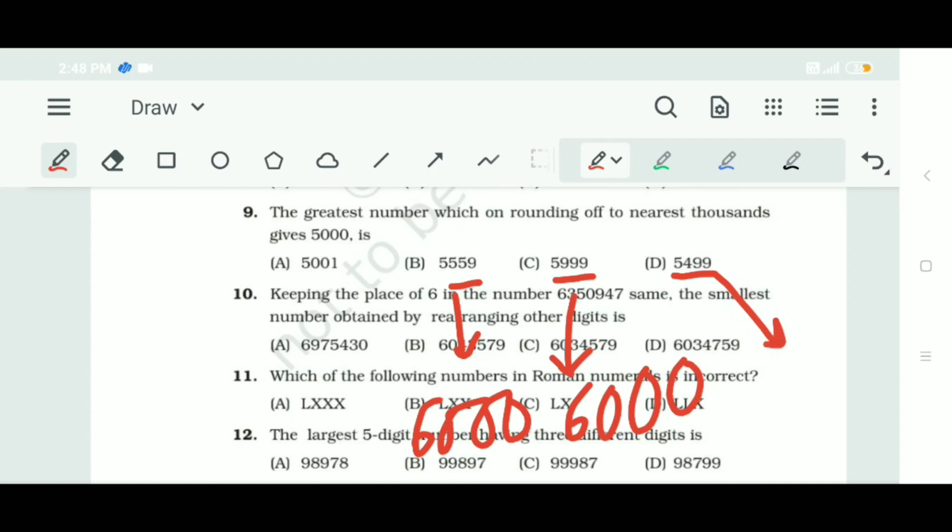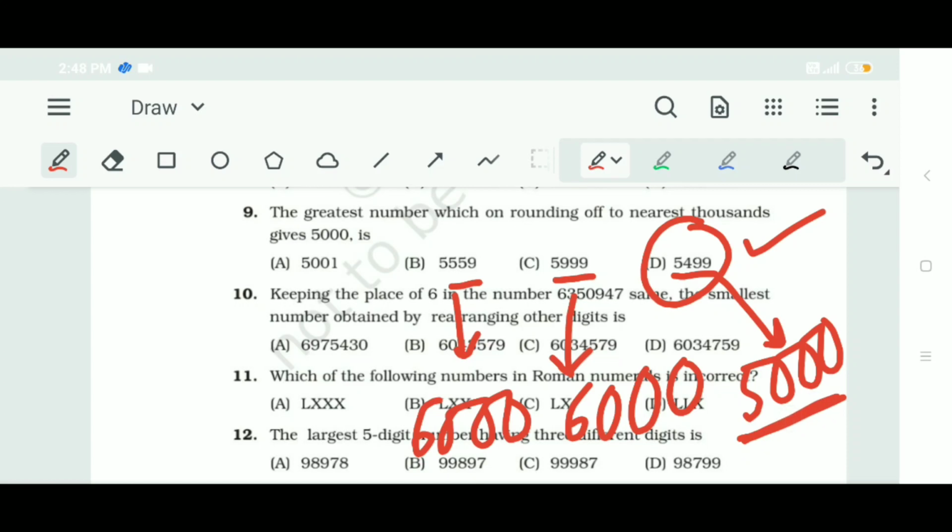Now it is 5499. Okay, so if you round it off, it will become 5000 only, because the last 3 digits are 499, which is less than 500. So definitely it will be 5000. And for this one, 5001, if we round it off again, it will definitely be 5000.